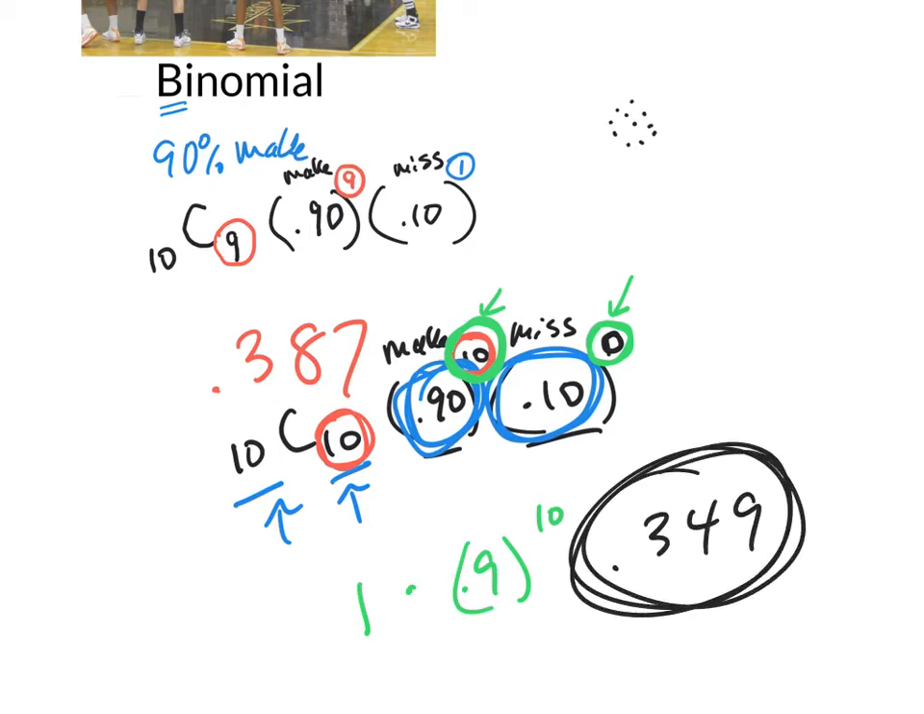So the reason that this probability was so low, 0.387, was because there was also a really high probability she would make 10 out of 10 of her shots. And together, they all would have to add up to 100%.